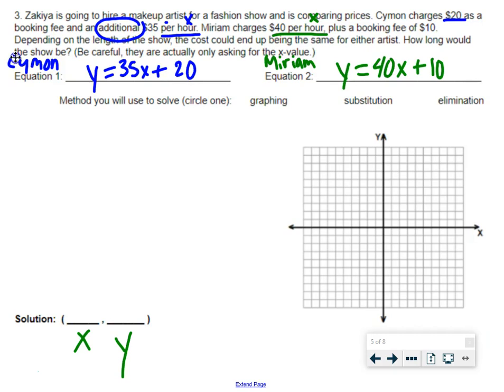So choose your method to solve, graphing, substitution, or elimination. For this one, graphing or substitution would be the easiest, but if you look at your graph, we don't really go up to 40 or 35, 20 or 10, so you would have to scale the graph. So your choice, pick your method.